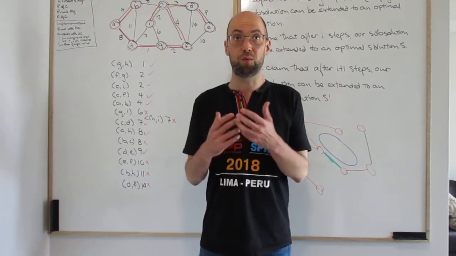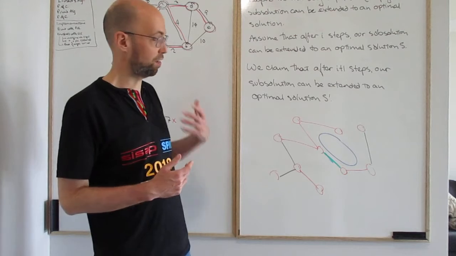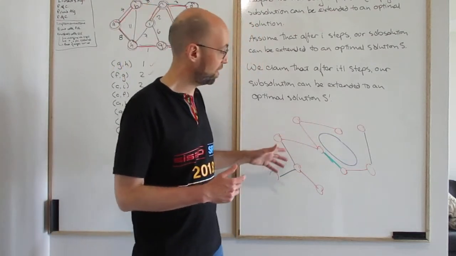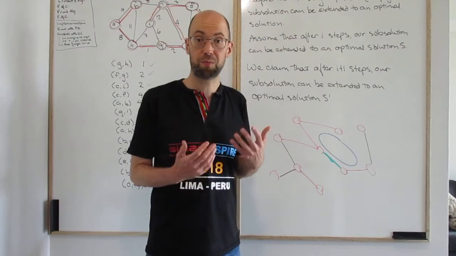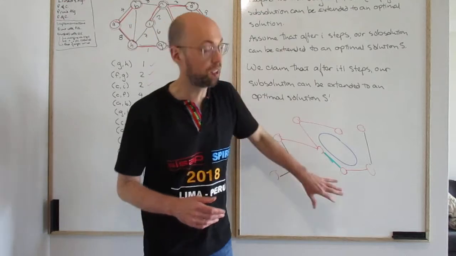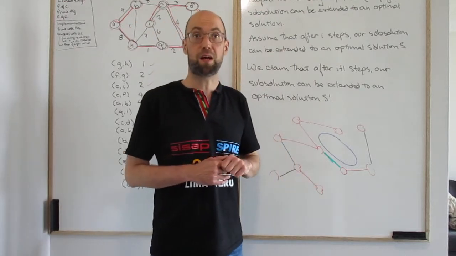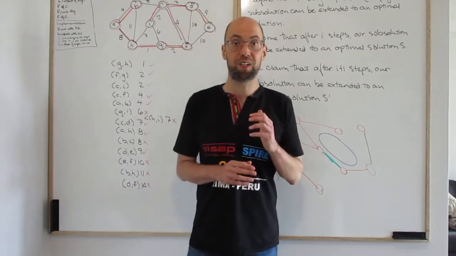So the only way there can be a difference is if we take something and S doesn't, but in that case we can take S and do this exchange and we get another optimal solution S prime, which now extends everything we took even up to the end of the i plus first step. Okay? So that answers the question from a few minutes ago.